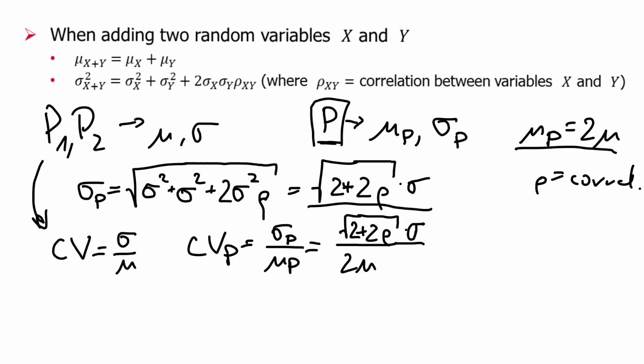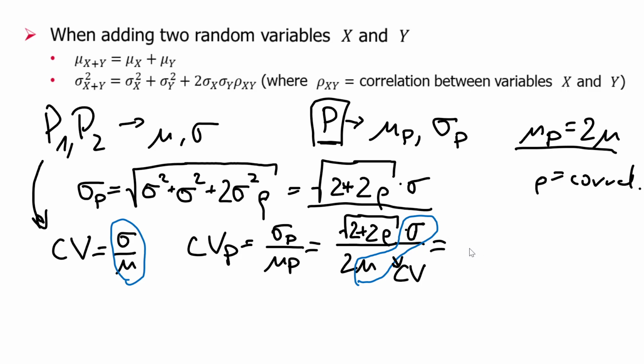And notice I have here this sigma divided by mu, which I know is the CV of the initial product. So I can continue the calculation here by putting something times CV, right? This is going to be just CV, this part, right? But what is the square root of 2 plus 2 rho divided by 2? Now, if you want this 2 to go under the square root, you have to basically divide under the square root by 4, right?